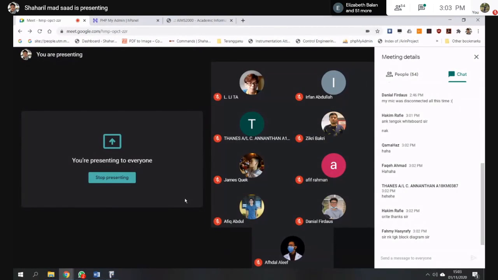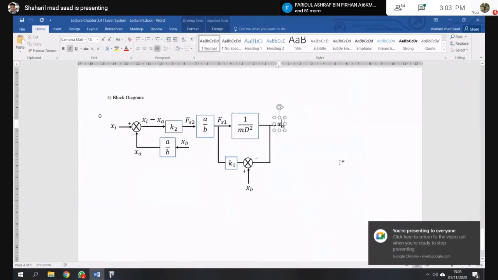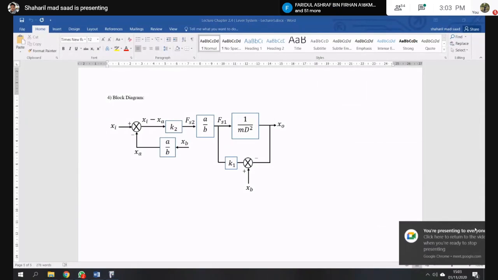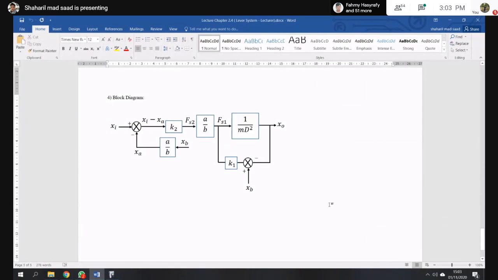Sir wants to see the block diagram. Fahmi Ashraf, you can look at my notes, right? You can get it from the e-learning. I already uploaded that. Okay. Alright, that's it. Thank you guys.